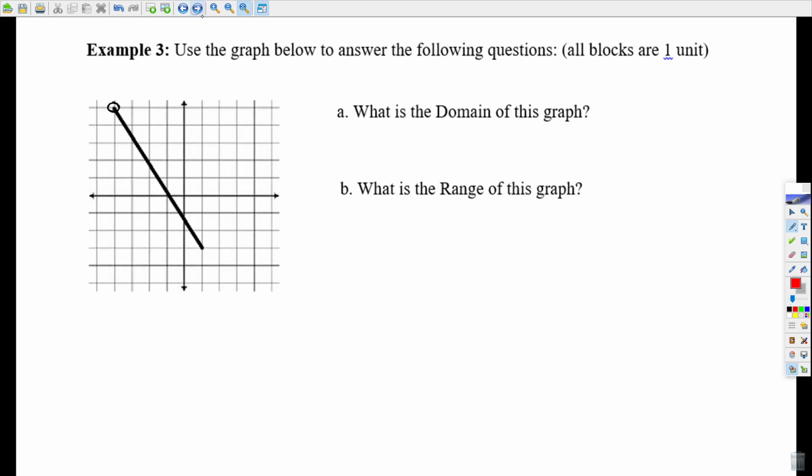We're going to try another one. Again, all blocks are 1 unit. Use the graph below to answer the following questions. What is domain? Domain, x values. What is the furthest left you can go?